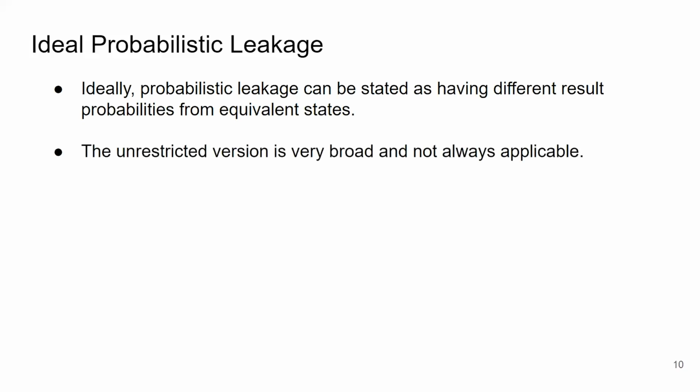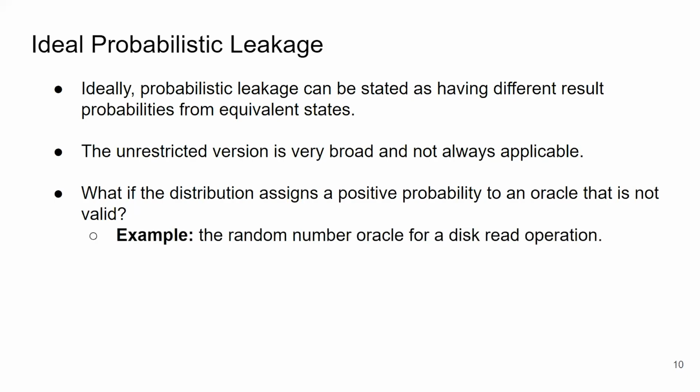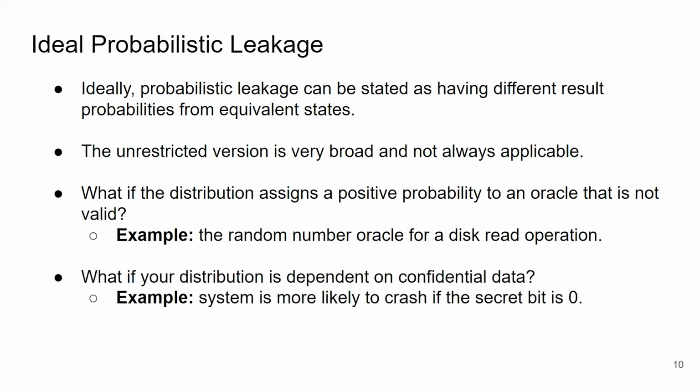However, this unrestricted version is very broad and not always applicable. For example, what if the distribution assigns a positive probability to an oracle that is not valid, such as the random number oracle having a positive materialization probability for a discrete operation? What if your distribution is dependent on confidential data, like the system is more likely to crash if the secret bit is 0?